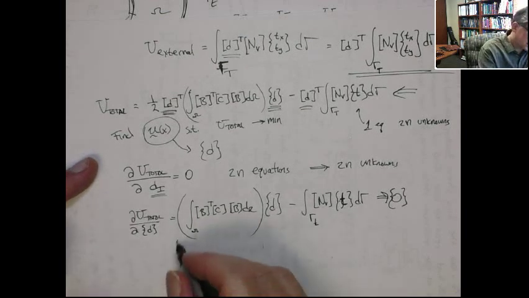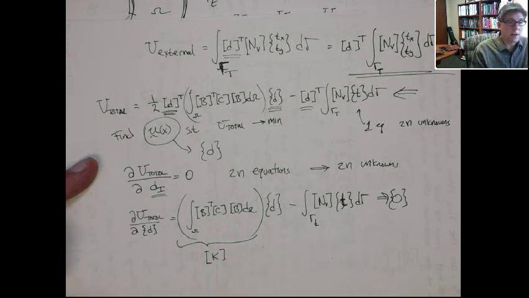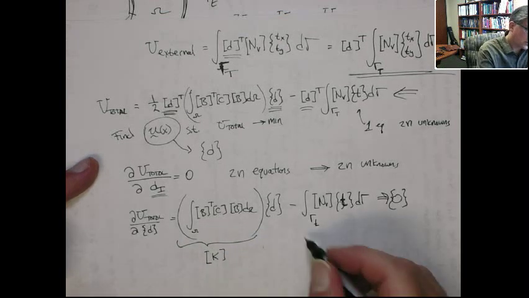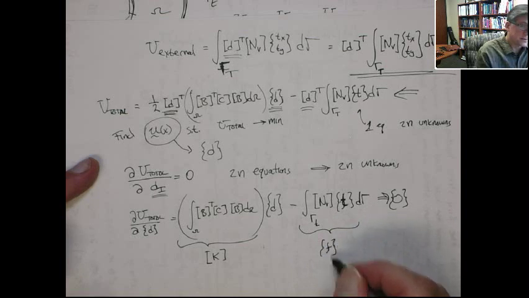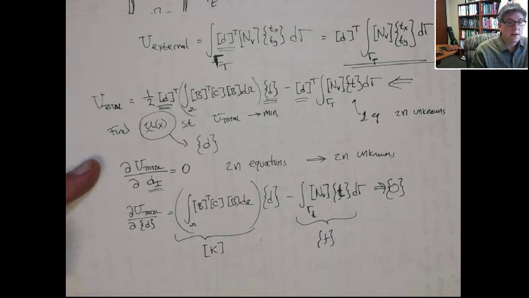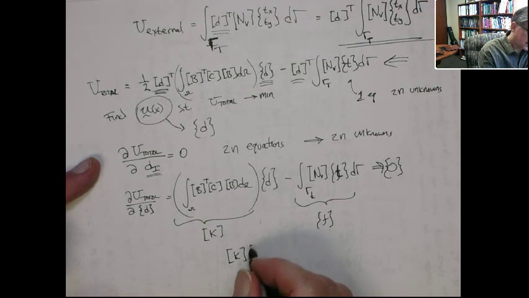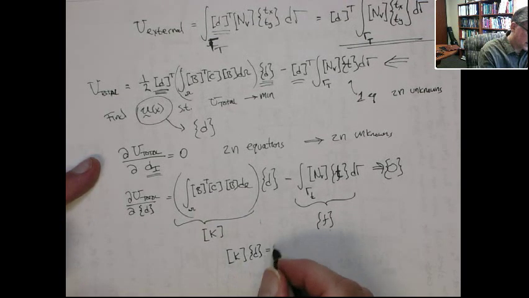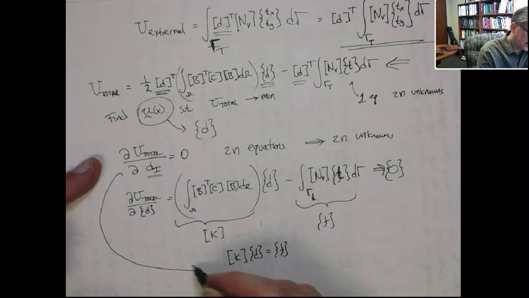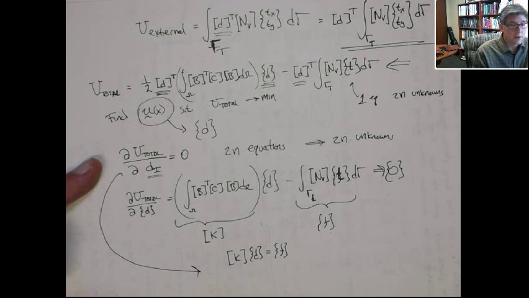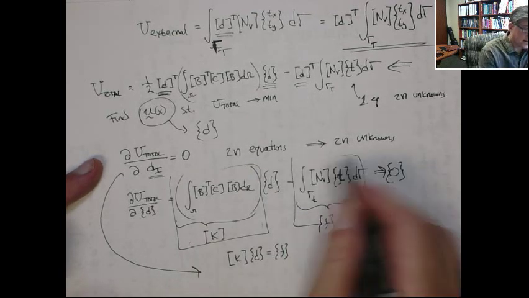And now, if you look at this, this looks something like where a stiffness matrix should go. This term here is the external force vector. And now this gives me K times D equals F. So this minimization gives me KD equals F, where K is defined as follows and F is defined as follows.